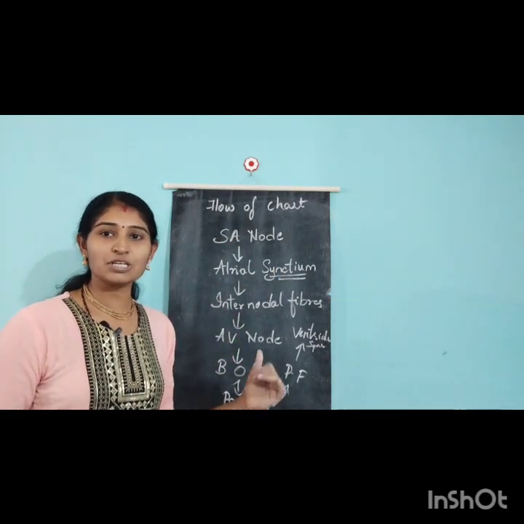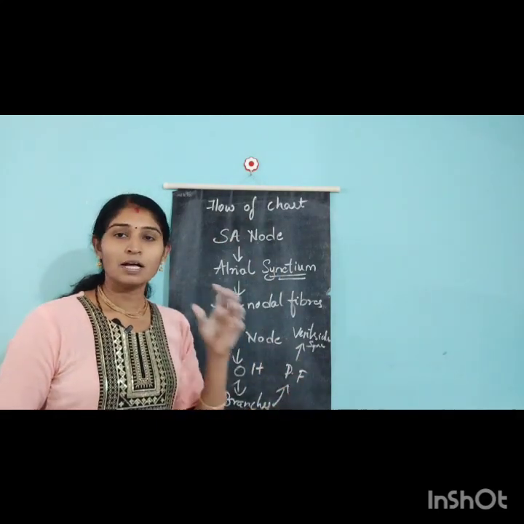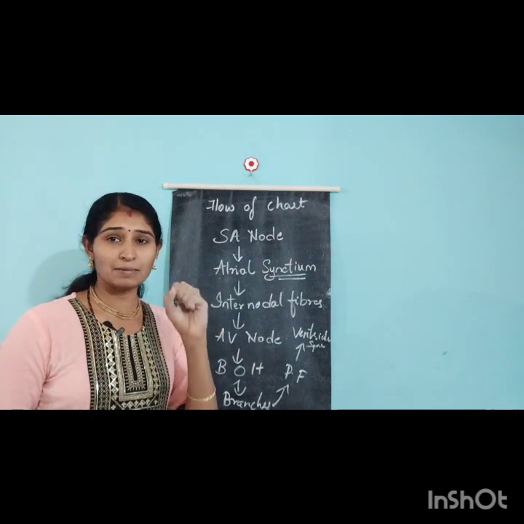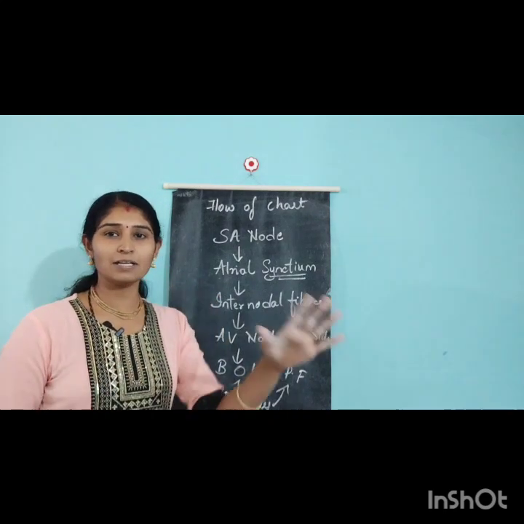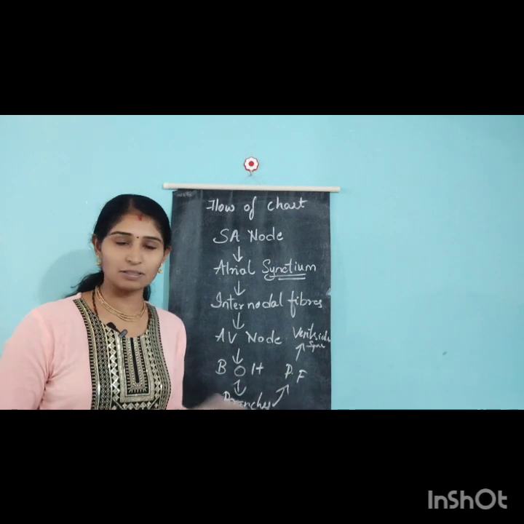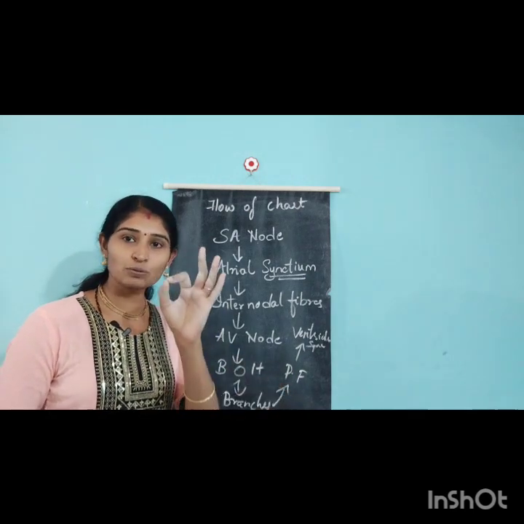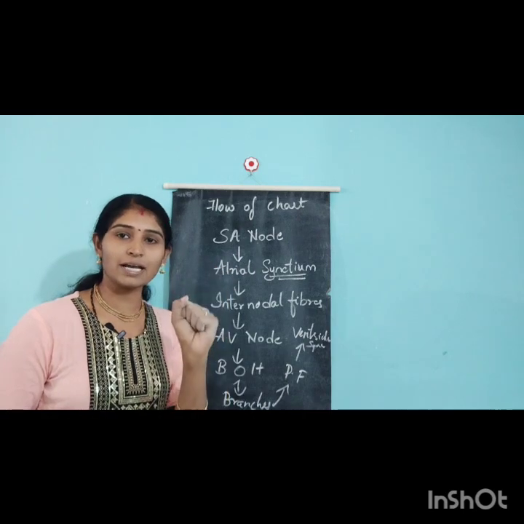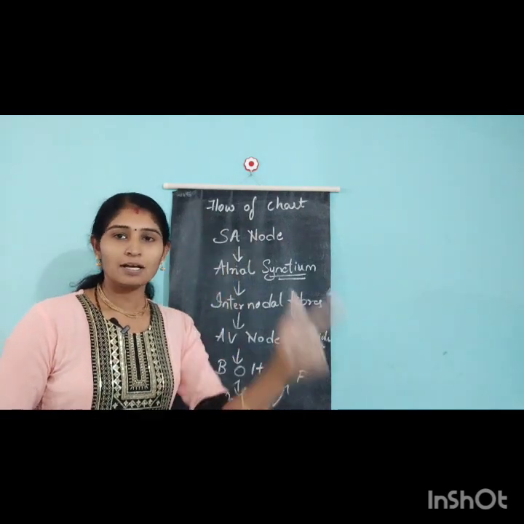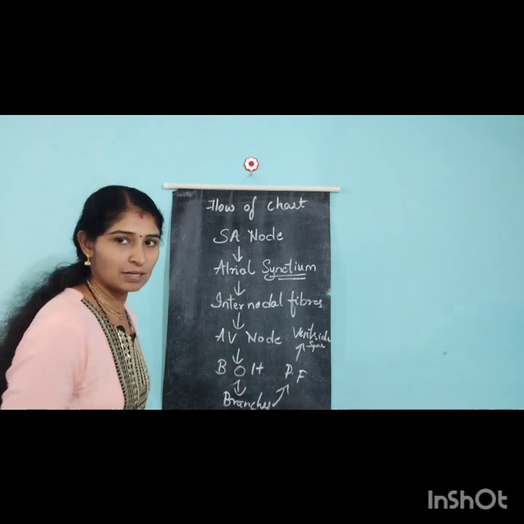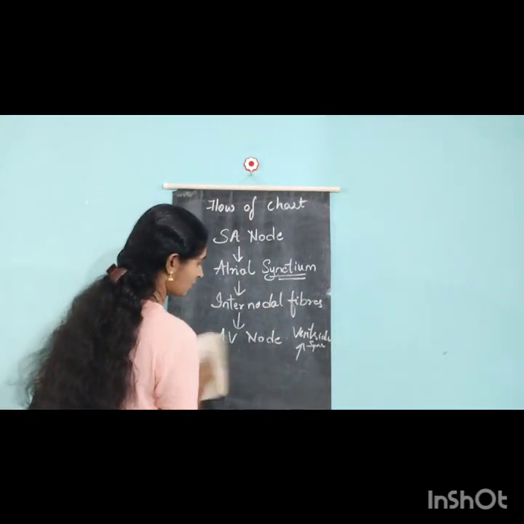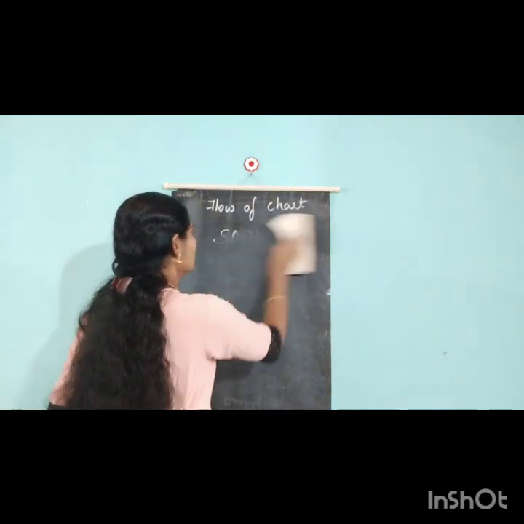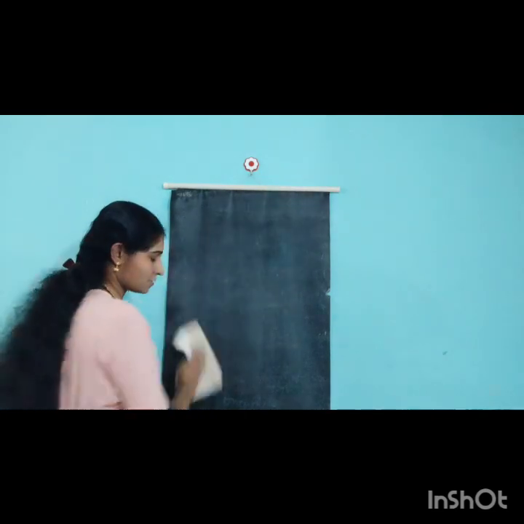The same syncytium happens in the ventricles also. One cell picks up the impulses and immediately those impulses are spread to the entire ventricles through the gap junction, and then all the cells together are going to contract and pump the blood into the aorta and the pulmonary artery. So this completes the conduction system of the heart.